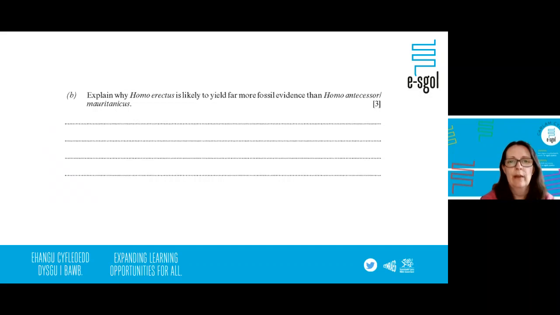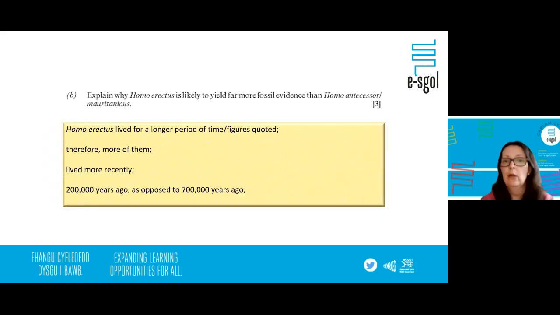Explain why Homo erectus is likely to yield far more fossil evidence than Homo antecessor Mauritanicus. Okay, so three ideas here why that Homo erectus is likely to yield far more fossil evidence. Let's have a look. So it lived for a longer time period. And also then, therefore, there would be more of them because they lived over a longer period. And also they lived more recently, so those fossils will be better preserved.